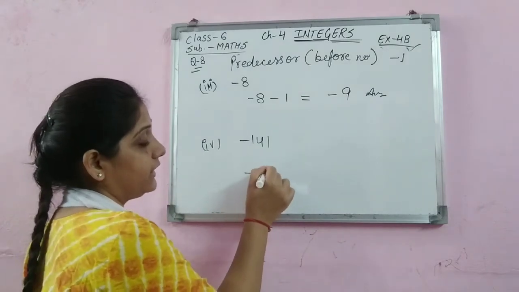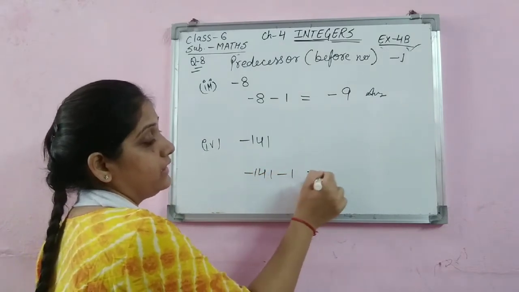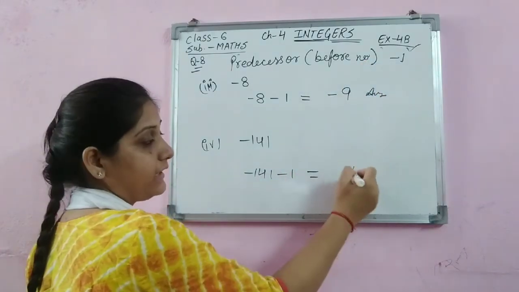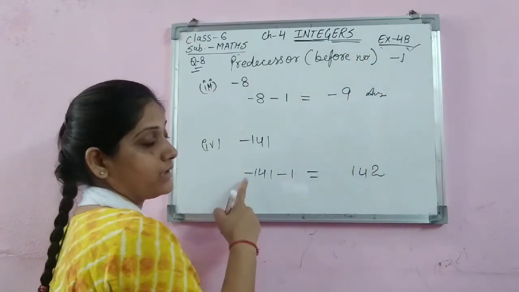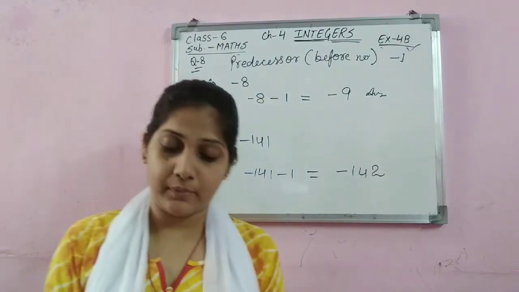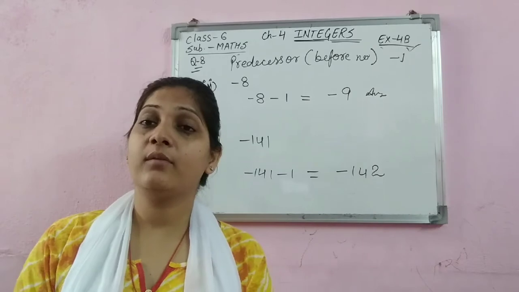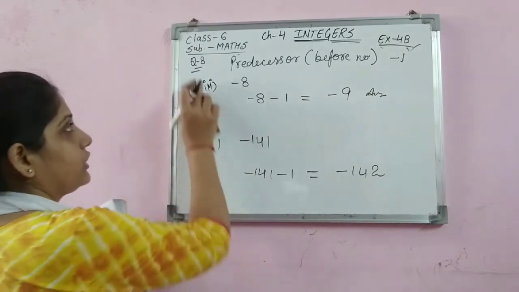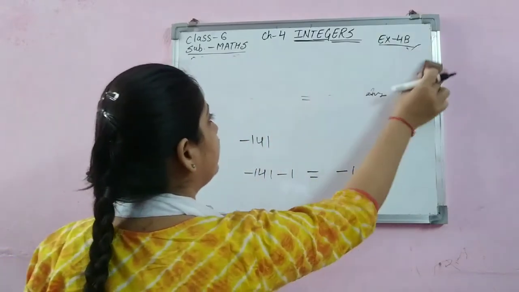Same thing here, negative 141 minus 1. Minus 1 because of before the number. Same sign means add: 142. Sign according to the common sign. That is negative. Okay, this is rule number 1. This is the way we can find out the predecessor and successor. Now there is a simplification question. Question number 9.